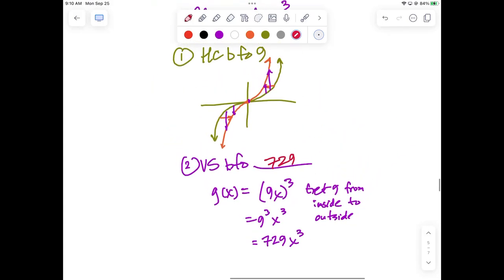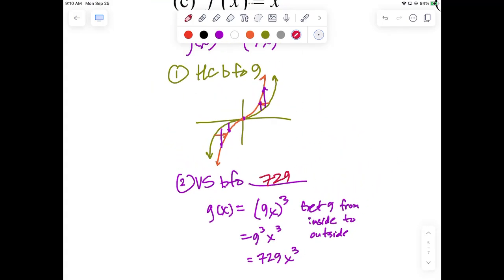Man, that sounds like a lot of work, huh? So if you want to get the red graph from the green graph, you can either compress it horizontally by a factor of 9, which doesn't sound too bad, or vertically stretch that dude by a factor of 729. That sounds like more work. But guess what? It's the same amount of work. You get the exact same graph. Y'all feeling it? You getting the idea what we're doing here?